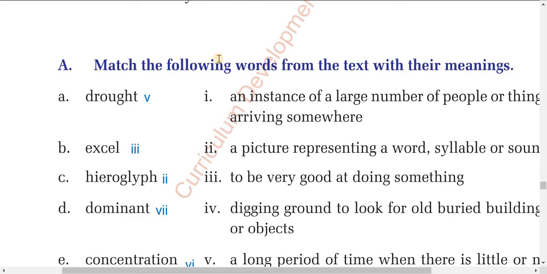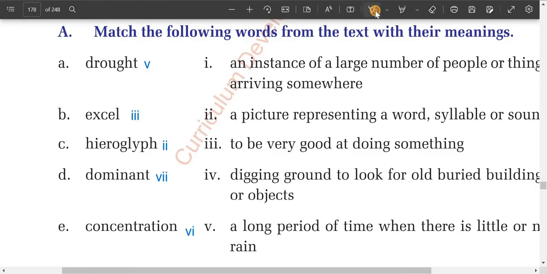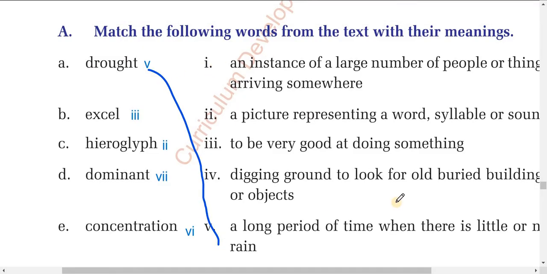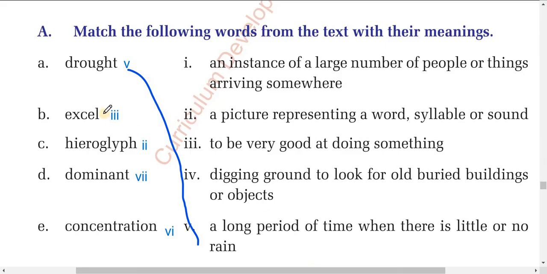Okay, dear students, I think you have understood the text, and if you have any confusion, you can write to me. So here, match the following words from the text with their meanings. Drought. Drought means a long period of time when there is little or no rain. So here, drought means V. This is called drought. Okay, now, excel. Excel means to be very good at doing something.